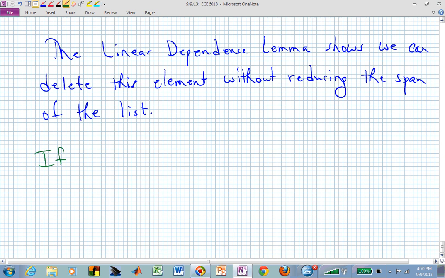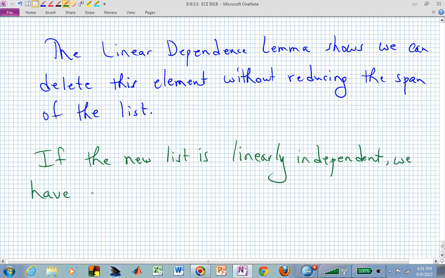So now, if the new list is linearly independent, we've built or created a basis by reducing that set of spanning vectors. We have created a basis of our vector space V, and we're done.